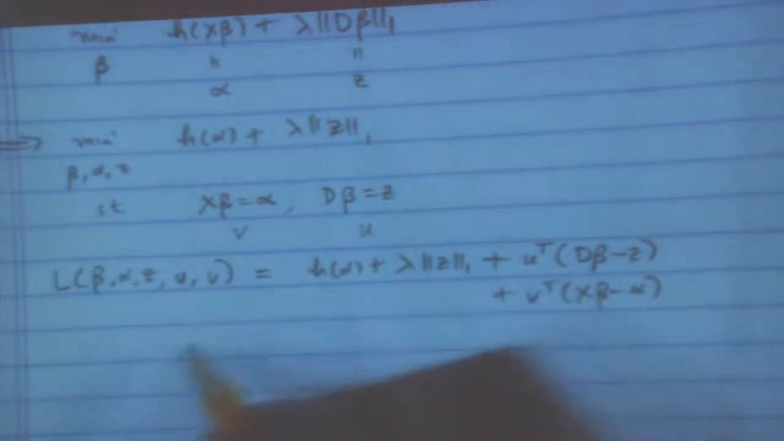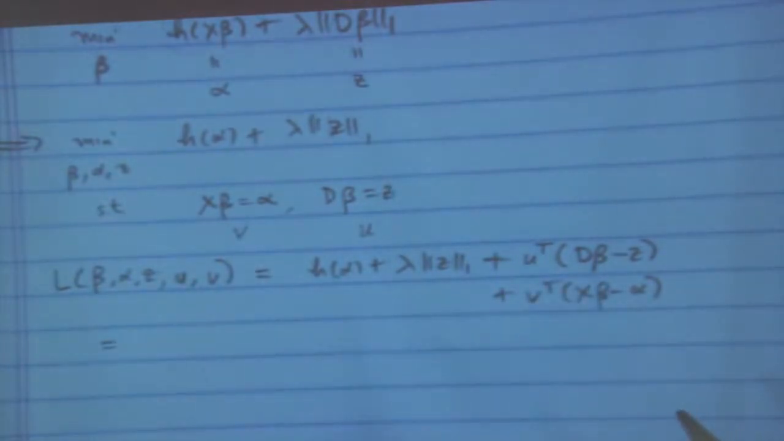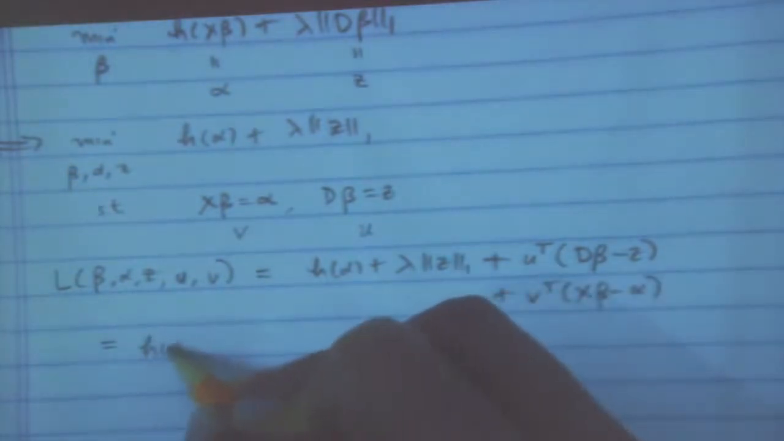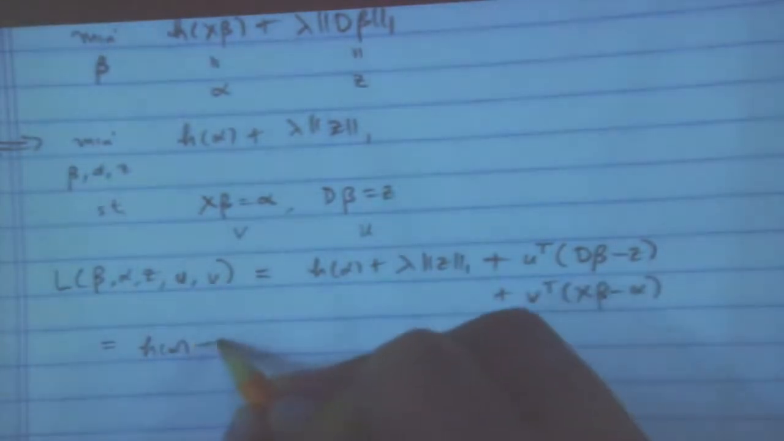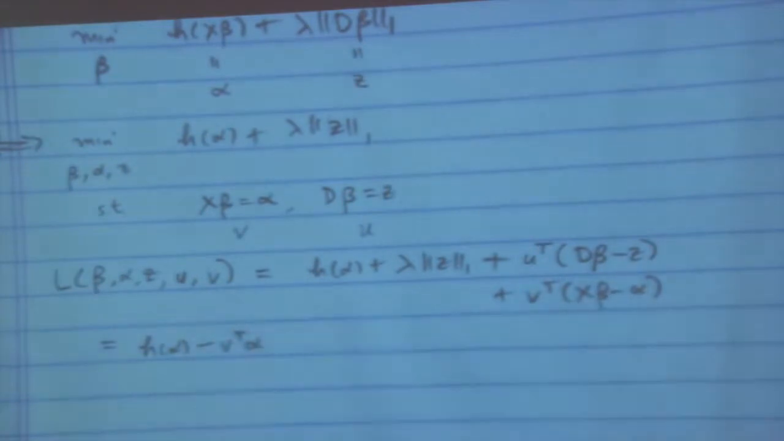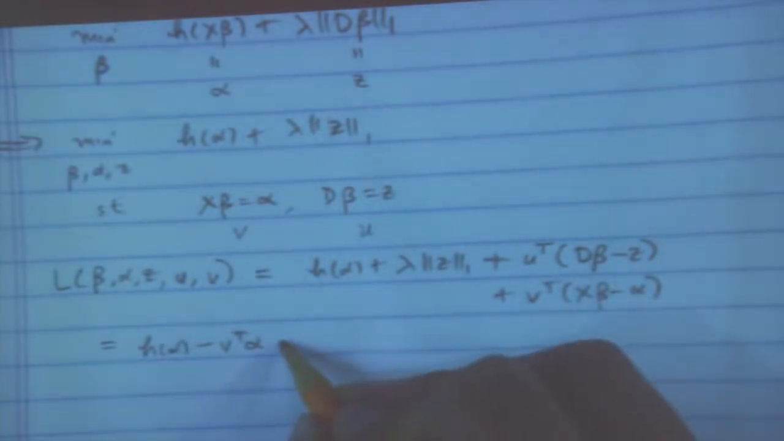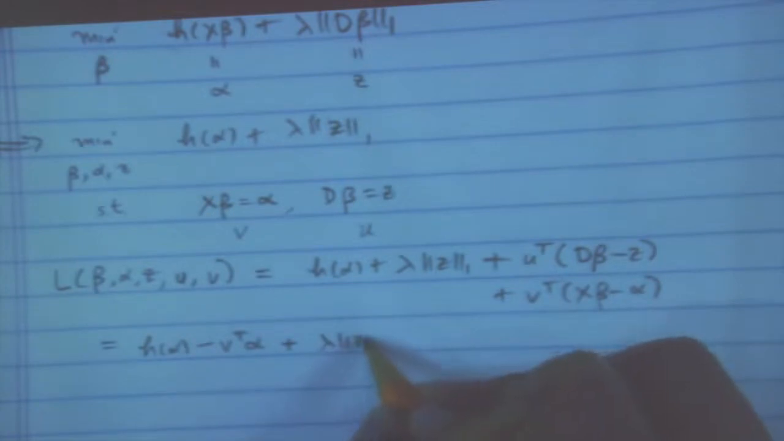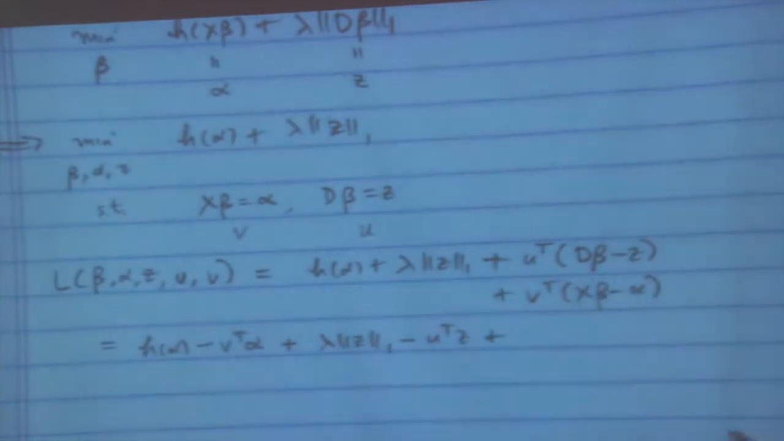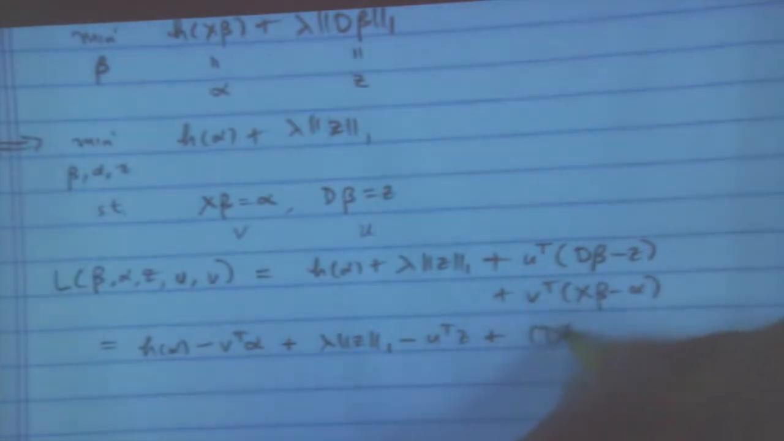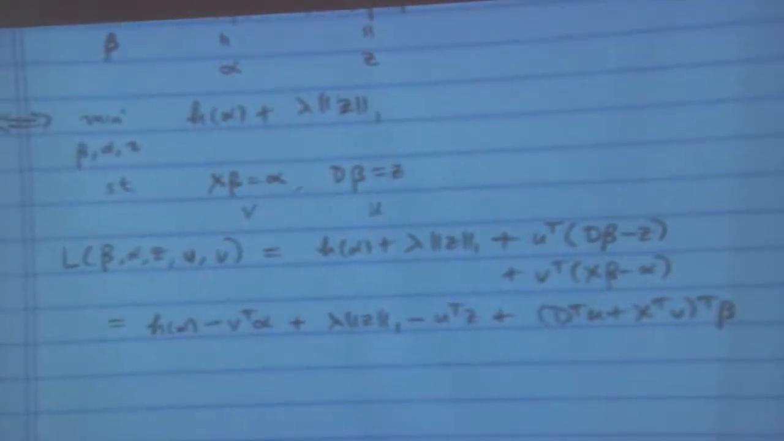So let's just collect terms. What are all my terms that involve alpha? I get h of alpha minus v transpose alpha. And what are all my terms that involve z? I get lambda times the L1 norm of z minus u transpose z. What are all my terms that involve beta? I get d transpose u plus x transpose v, transpose beta. I want to minimize this over all the primal variables, beta, z, and alpha. That'll give me the dual function.